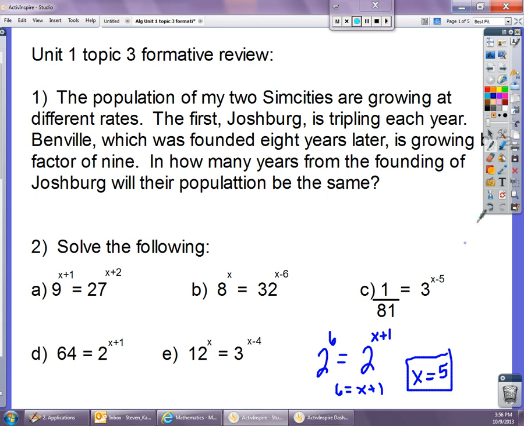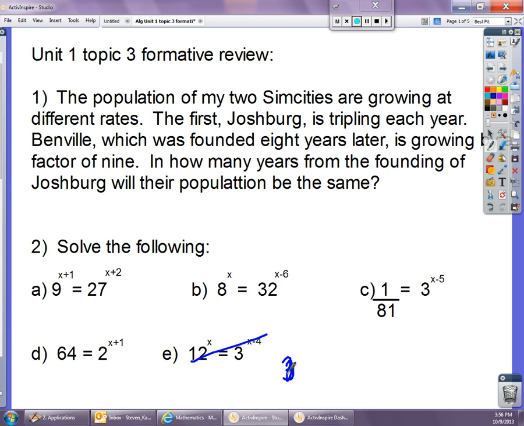And the last one, 12 and 3. There's no power of 3 that can get me 12, and there's no other power that can get me 3, which I can also get 12 to. So this one you cannot solve. There's no solution. There's no way this equation will ever be true.